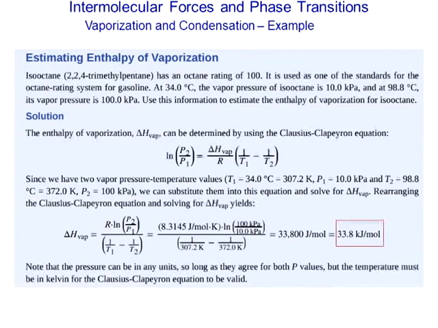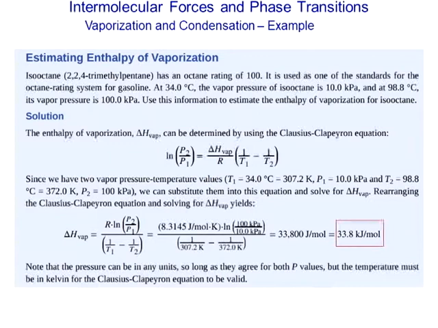So here's an example of using the Clausius-Clapeyron equation to carry out calculations. We will not go into any detail in this lecture, but we'd like for you to take a look at this and work through the problems. Essentially, we have isooctane, which has an octane rating of 100.